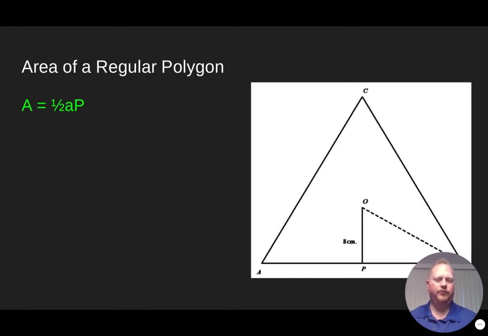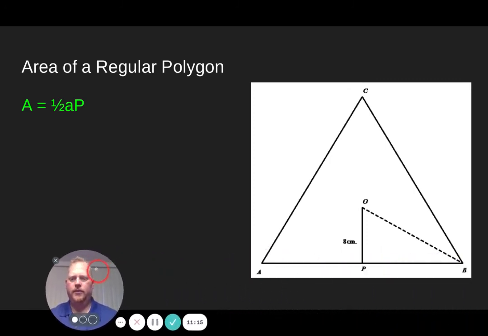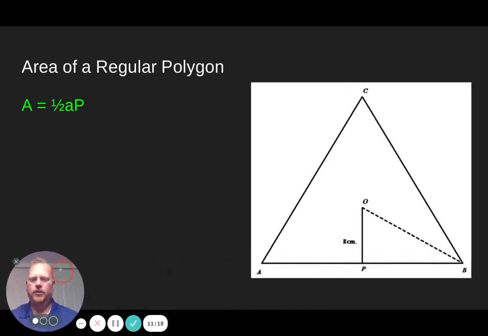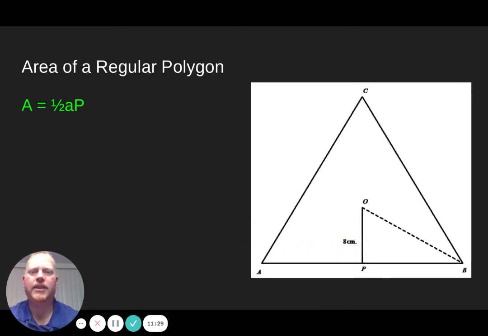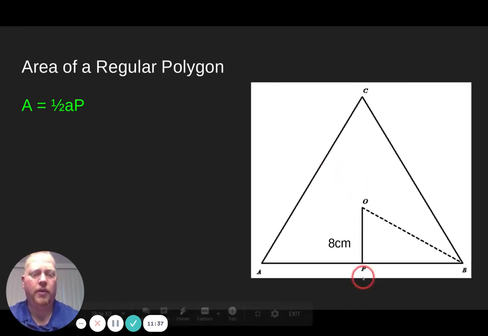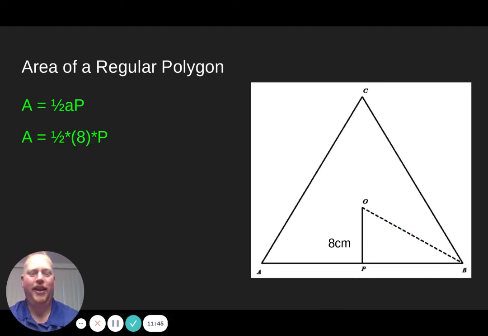Last example here. Oh, it kind of looks like my big head's in the way. Let's go ahead and move this. All right, so here we have an equilateral triangle, and they've gone ahead and drawn the apothem, which is kind of hard to see, but the apothem is 8 centimeters, so let's blow that up a little bit to make it easier to see. And like I said before in the hexagon, if you draw an apothem and a radius in either a hexagon or an equilateral triangle, if we know the apothem, we can go ahead and plug that right into the equation.